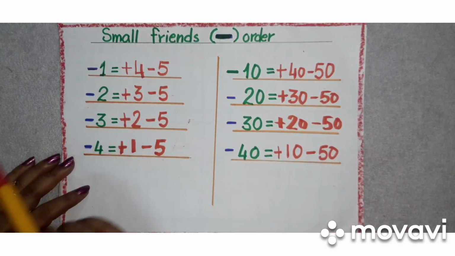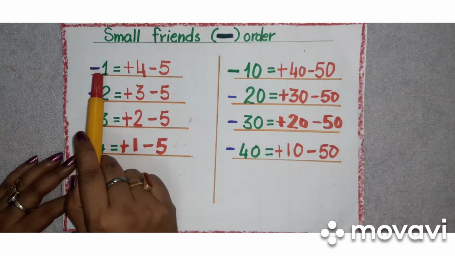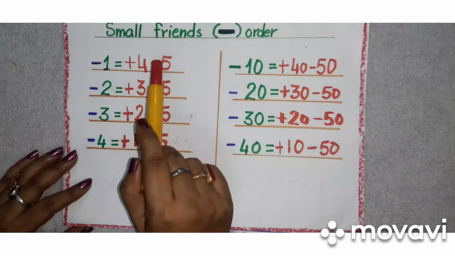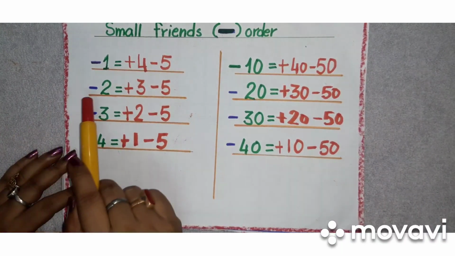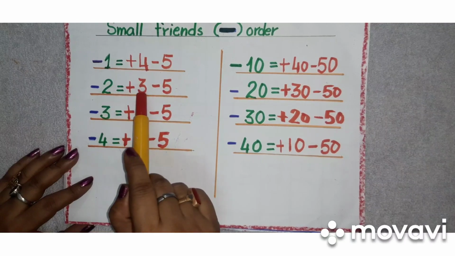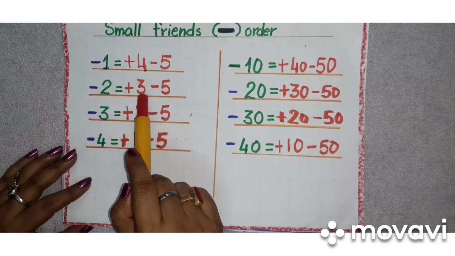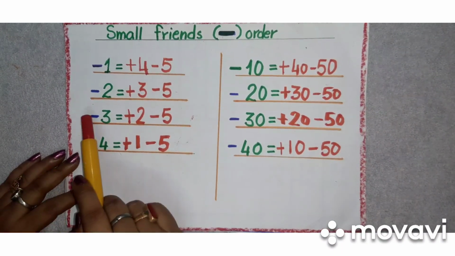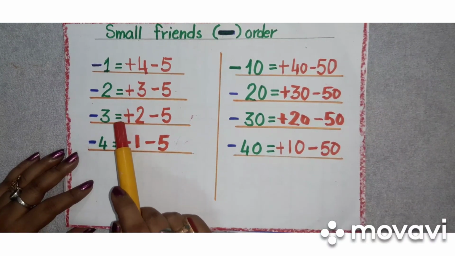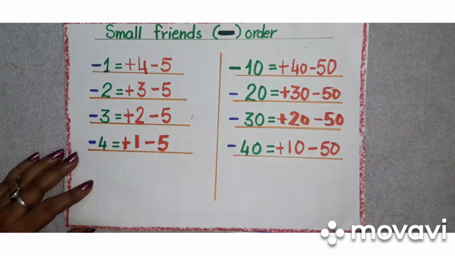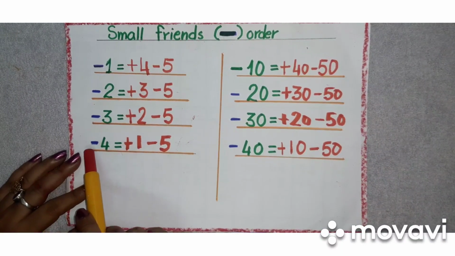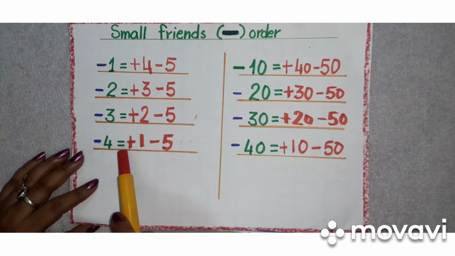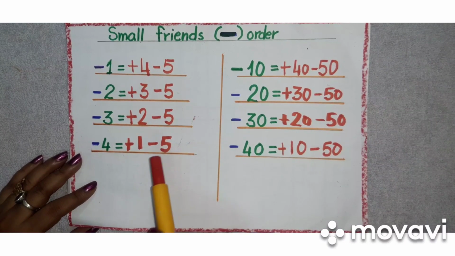Let's see the format once again, children. If the question is less 1, in that case, who is 1's friend? 4. So add your friend 4, less your boss 5. Now if the question is less 2, in that case 2's friend is 3. So add your friend 3, less your small boss 5. Now 3's friend is 2. So if it is less 3, it is add your friend 2 and less your boss 5. Now 4's friend is 1. If the question comes like less 4, in that case what will we do? We will add 1. That is, add your friend 1 and less your boss, that is 5.